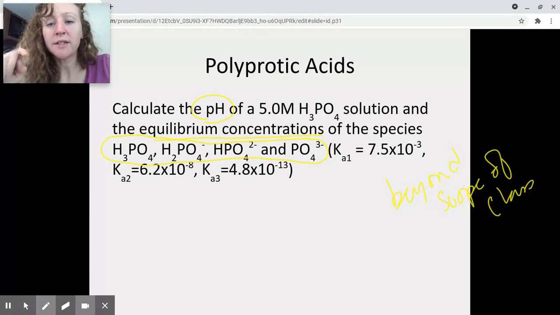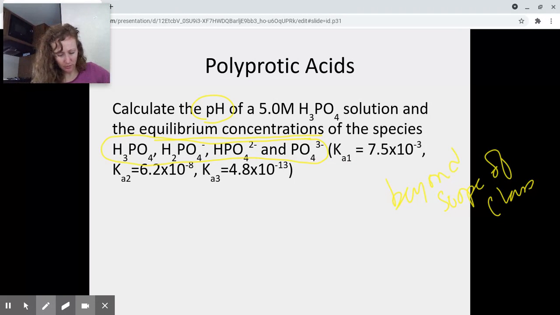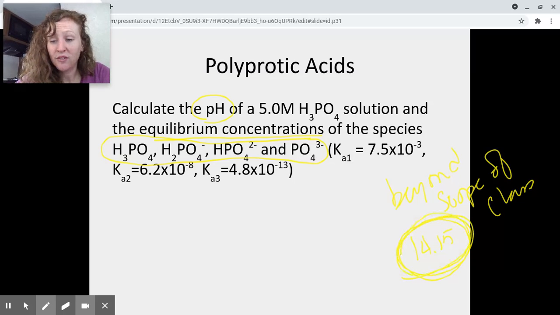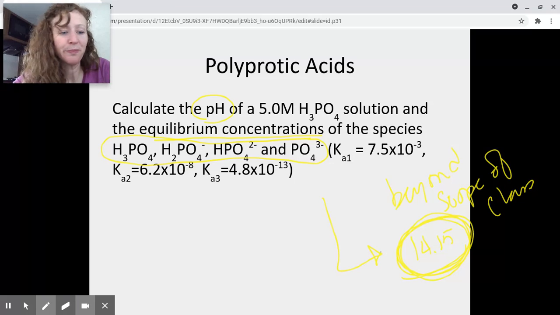So if you want to do this and check to see how you're doing, it's actually worked out in your book. Let me find it for you. It is example 14.15. So try it if you want to, and then check your work against the work in example 14.15. And then if you have questions, we can go through this together in office hours, okay? So just let me know.